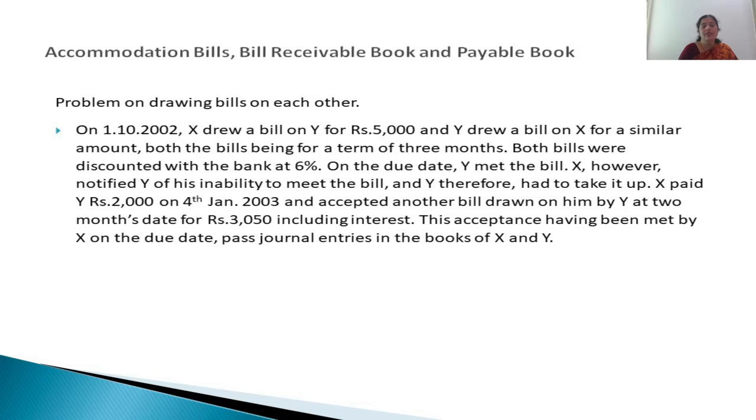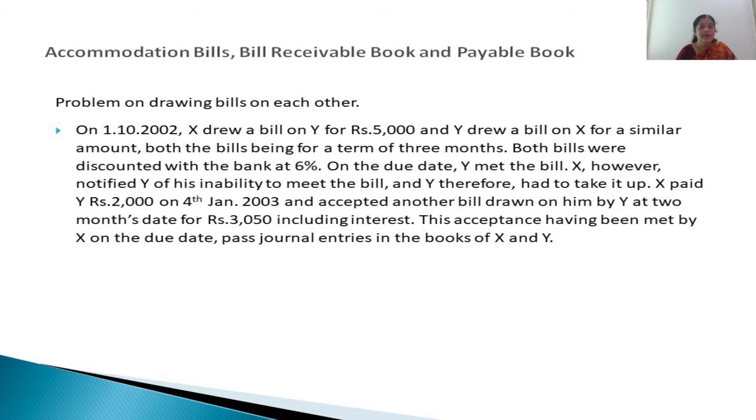So from 1st October 2002 plus 3 months plus 3 days. So it is 1st October, right? So October, November, December, January. So January 1st is 3 months. January 1st is 3 months plus 3 days means January 4th. So January 4th is the due date.